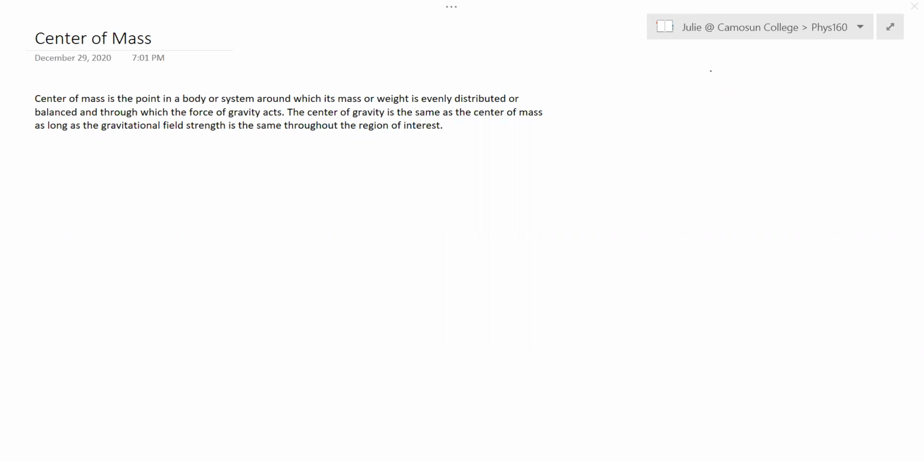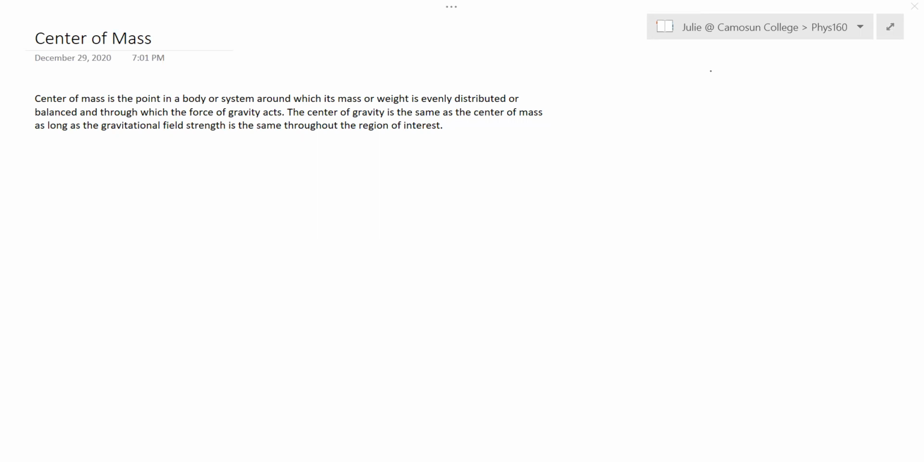A case where this would not be the case would be if you had a really tall skyscraper, and as gravity strength diminishes as you go higher and higher above the surface of the earth, then the center of gravity may be a little bit lower than the center of mass because of that reduced gravitational field strength. But that's not the case if we're just looking at bodies and small objects.